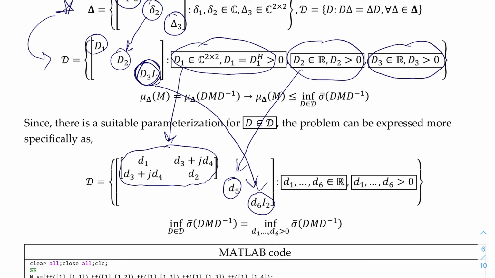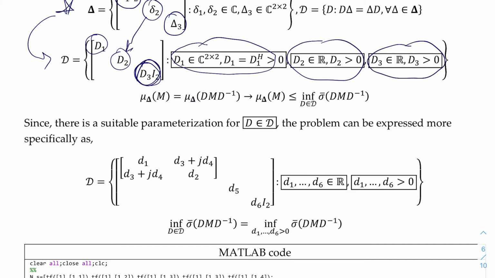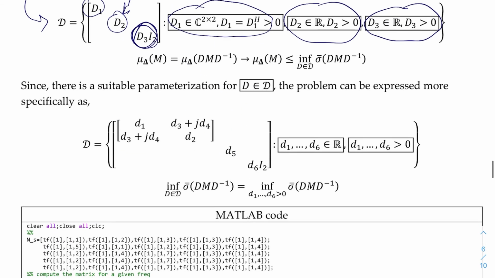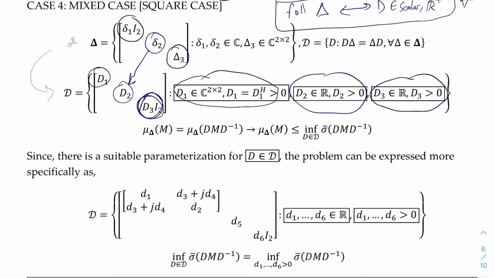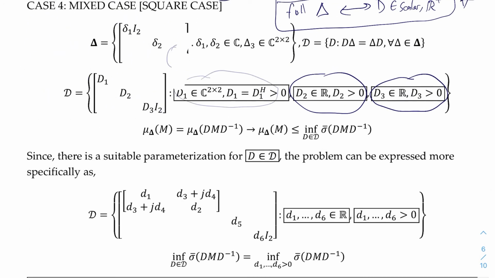So we parameterize it. At the end we have 6 terms to tune, to optimize over, and this is the problem that we are looking at. I'm going to delete all of the things that I've written.